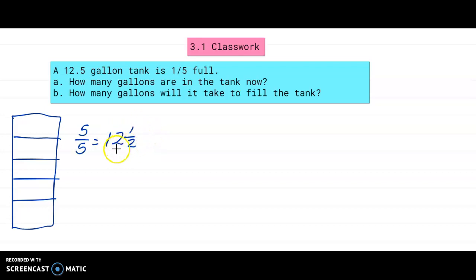Let me change colors. Right now, it's only 1/5 full. So I'm going to say that's equal to 1/5. And all of this is equal to 4/5. So let me write that there, 4/5.